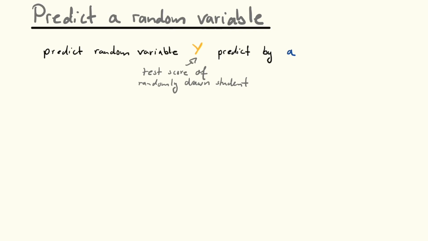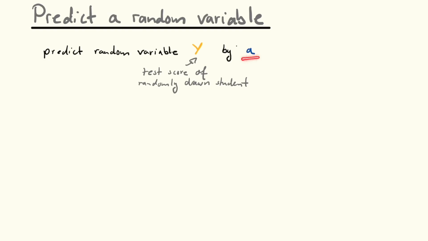Timing is important here. Before you draw the test score, I will state a number a, and this number a will be a guess of the test score. When I'm deciding on the number, the uncertainty here is not resolved. We can think of a as something that is fixed, and y something that is random. Before we move on, let's turn this into a proper sentence. We predict the random variable y by a. So I like this much better.